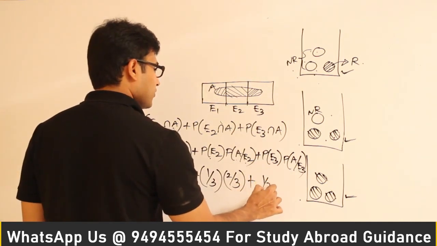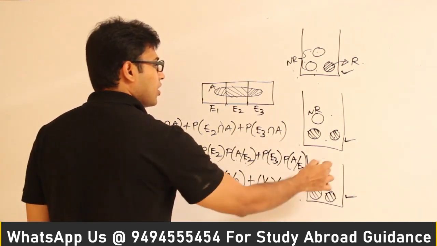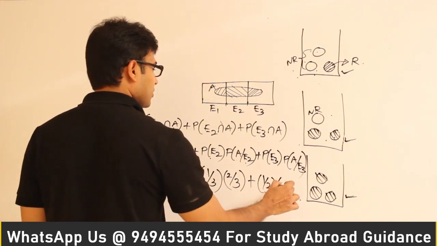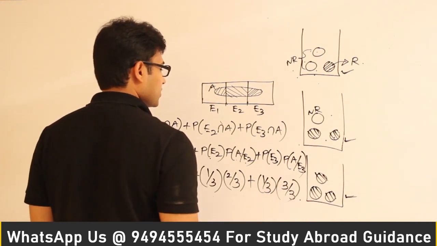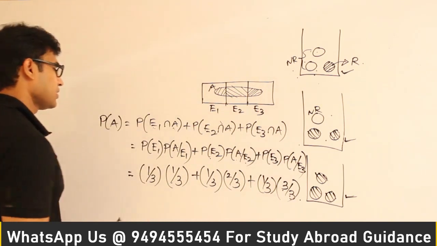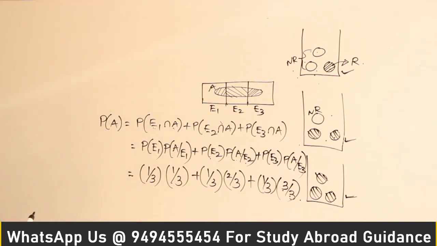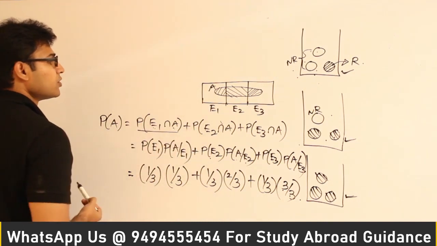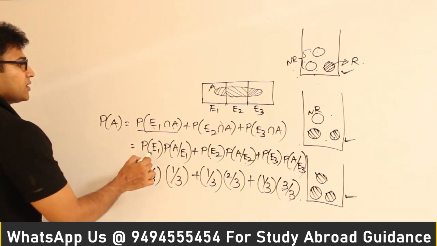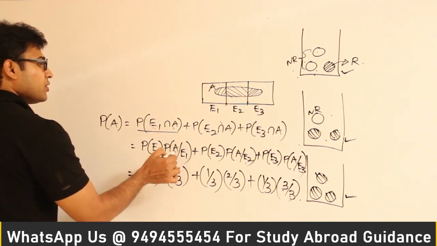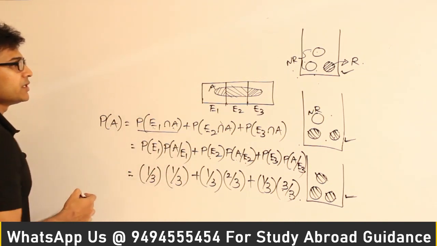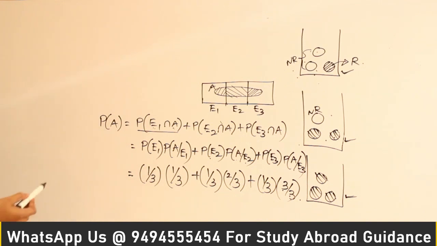Now what about this? 1 by 3 into, all the 3 balls are red, then what is the probability of getting a red ball? It is 100%. 3 by 3 is 1. Got it? So this is how we can answer it. Again we have used the total probability and also the conditional probability, both of them. Got it? Why conditional probability? Because the probability of A depends on the happening of these events.